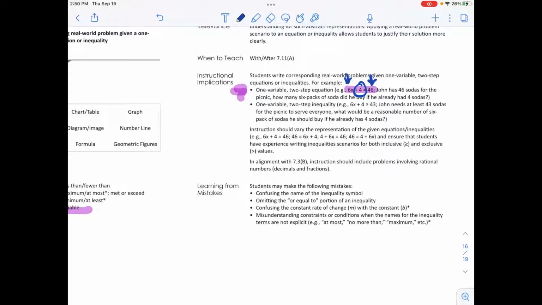Some of the misconceptions that students have, most of them for this TEK, is going to be all about inequalities, but the one here that they have listed for equations is confusing the rate of change m with the constant b. So that's that variable term and that constant term I talked to you about.